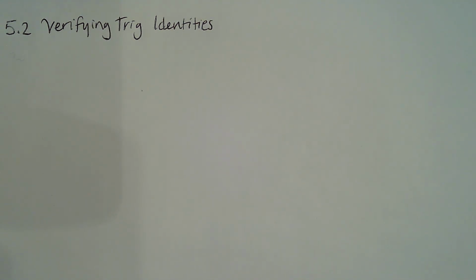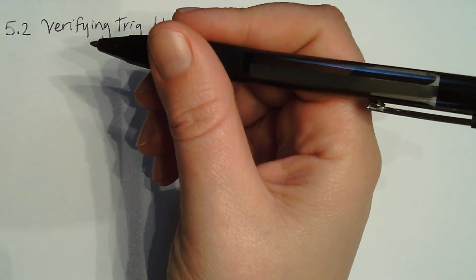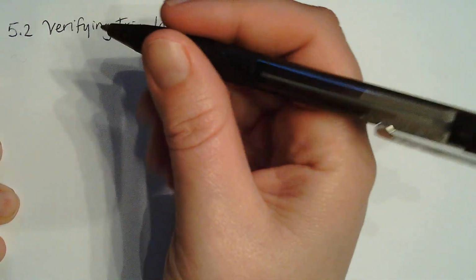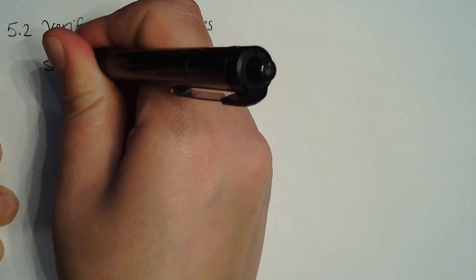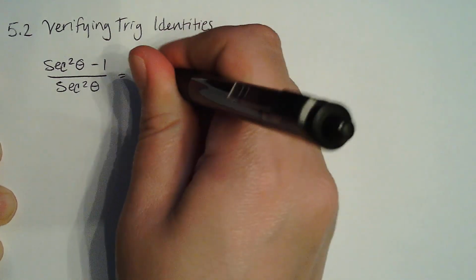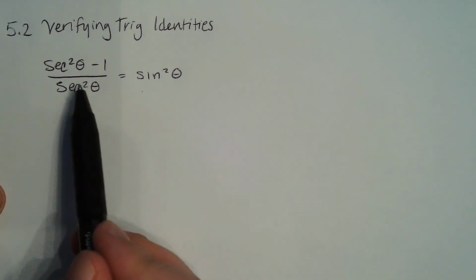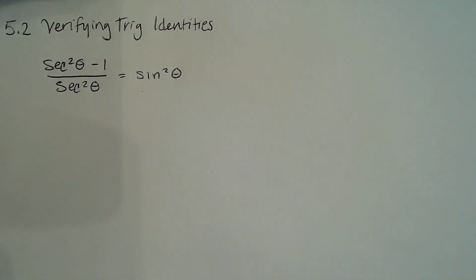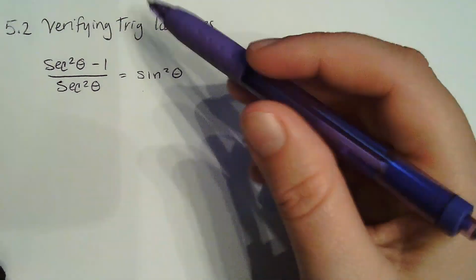So let's try a few out. Secant squared theta minus 1 over secant squared theta is going to be equal to sine squared theta. So we want to prove that this is the same as that. We're going to work with the left side because it's definitely simpler. And I am seeing right away secant squared theta, and I'm thinking of those Pythagorean identities. So I want to write out that one so I can see what I'm going to do here.